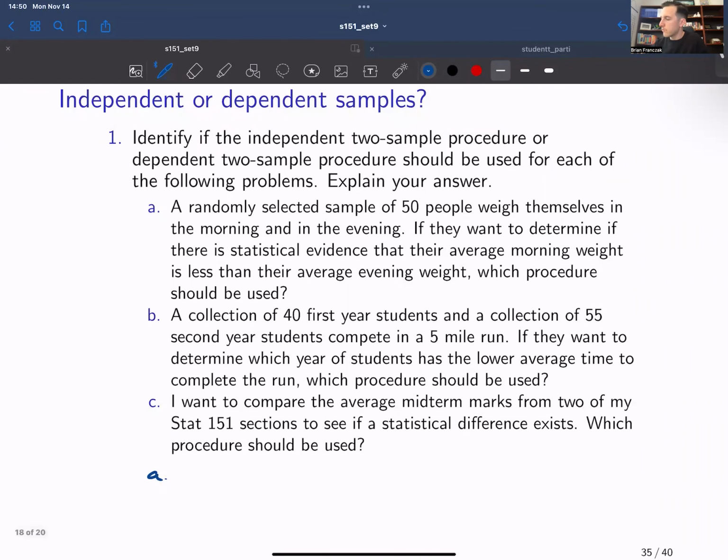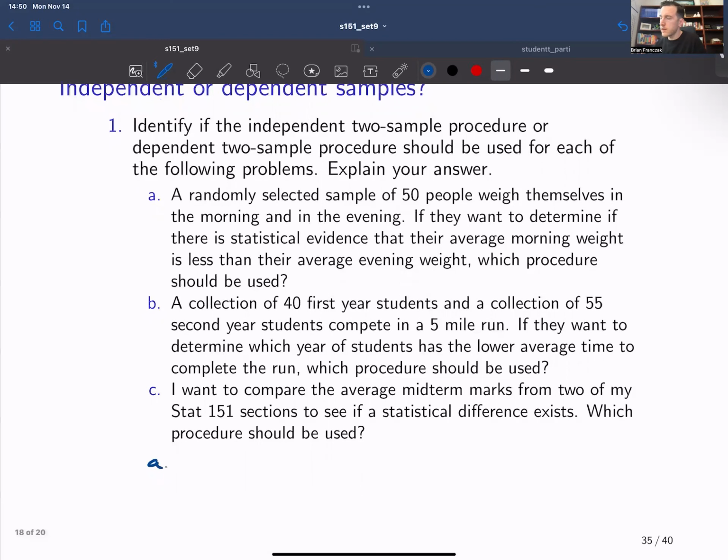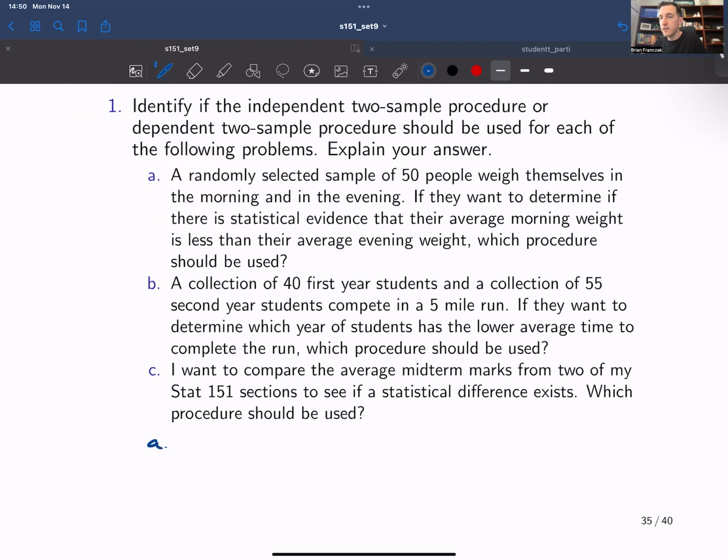In this video, we're going to work through the exercise given on slide 35 of lecture set 9. This is not a mathematical exercise, it's an identification exercise. In lecture set number 9, we discussed two different types of two sample tests: the independent two sample test and the dependent two sample test. In order to select the correct test, we have to be able to determine if the problem is presenting us with independent samples or dependent samples. I have three exercises here, and all we're trying to do is determine if it's two independent samples or two dependent samples, and then give a little explanation as to why.